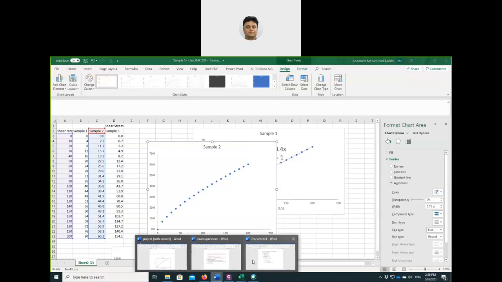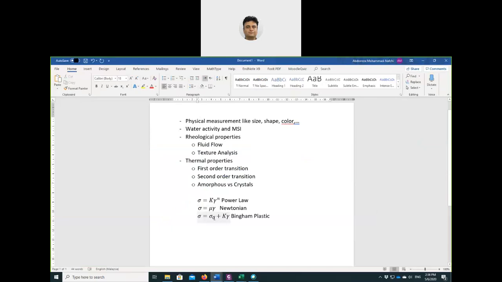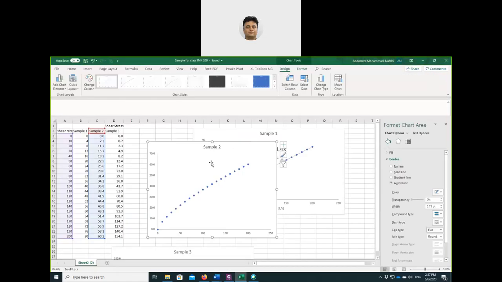This one is the viscosity index n, and k is the consistency coefficient. It's sometimes like viscosity, but this is not a viscosity, this is a consistency coefficient. So if you are looking for k and n, how can you find k and n from this data?